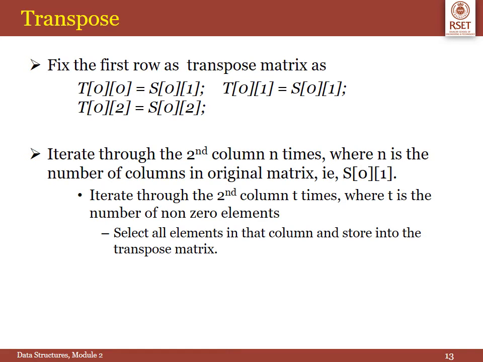So during the first iteration with column number 0, I will go through all those T elements and verify whether there exists an element with column number 0. If so, I'll copy it to the transpose matrix. If not, I won't copy. Next iteration, I'm searching for an element with column number 1. Again, I'll iterate through all these T elements once again. This time, I'm searching whether there exists an element with column number 1. If so, I'll copy. This is my logic.